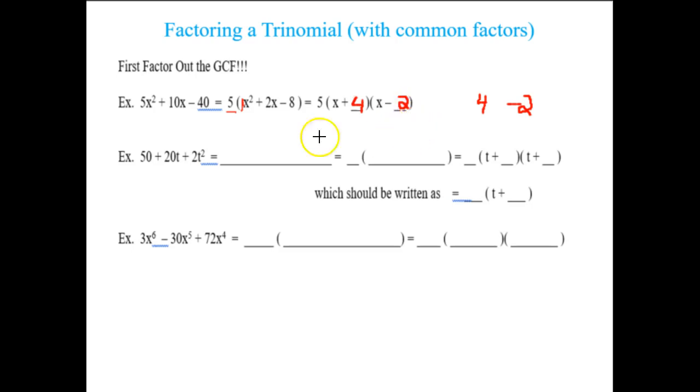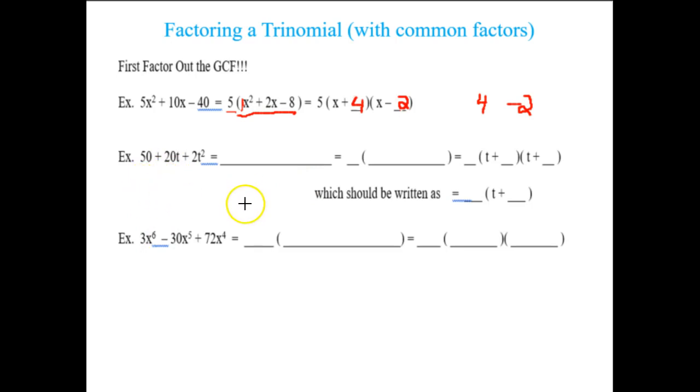Okay? So notice we first distribute out a 5, and then look at what we have. Don't try to do the factoring until you've done that first step of distributing out the 5. Then you can see what you have and figure out how to factor it after that.